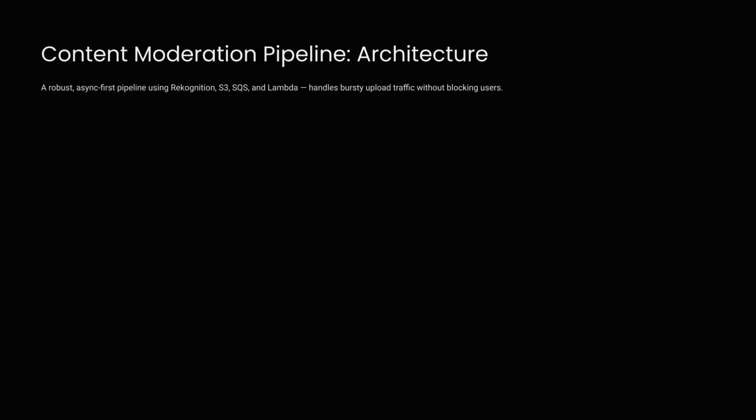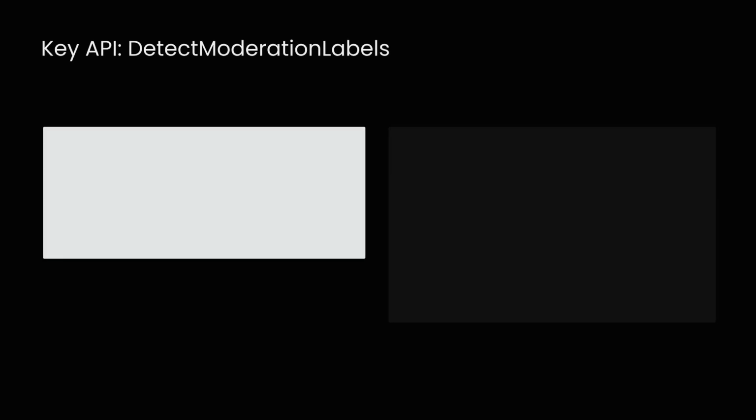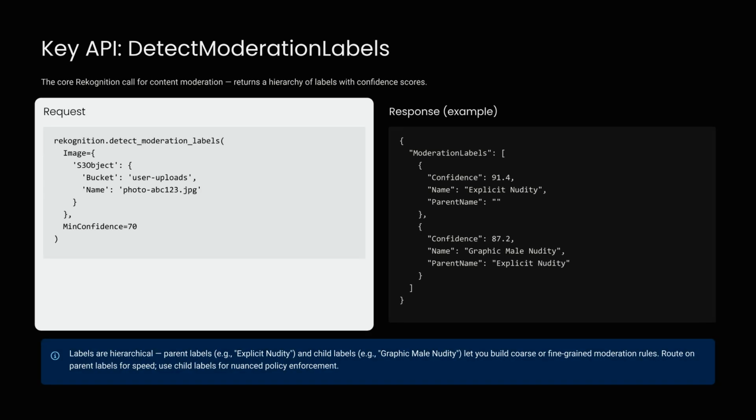This is the architecture for a content moderation pipeline. The process is robust and async first, handling bursty uploads using S3, SQS, and Lambda. It keeps the user experience fast by decoupling the moderation check from the upload response. The core API is detect moderation labels, returning hierarchical labels with confidence scores. This allows for coarse or fine-grained moderation rules based on parent or child labels for nuanced policy enforcement.